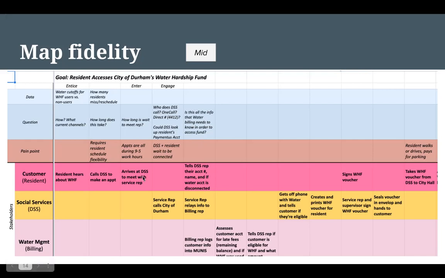You have these rows, sometimes they're called swim lanes of stakeholders. So if there's multiple stakeholders engaged, you're just going to think about every touch point that they have as different actions are happening. This one is for the Water Hardship Fund, where there's 3 different types of stakeholders that are engaging.